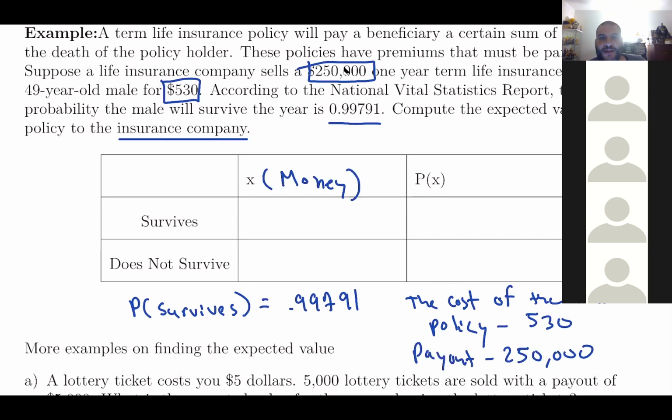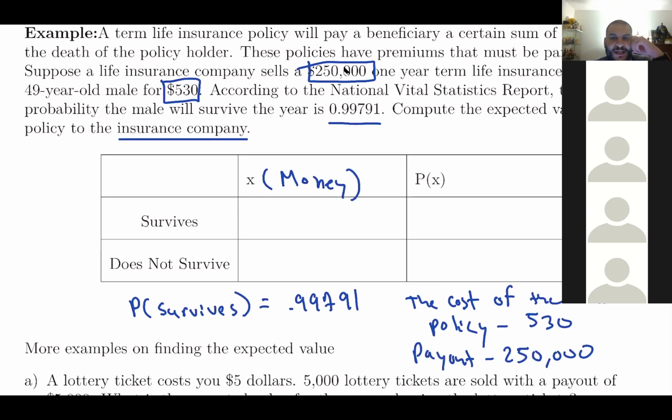That makes a huge difference because now, instead of our expected value being negative, it's most likely going to be positive. Depending on whose viewpoint you find the expected value from, it's either going to give you a negative, a positive, or it might even give you a 0. So you always have to look at who we are doing the expected value for. For this one, we're doing it for the insurance company.